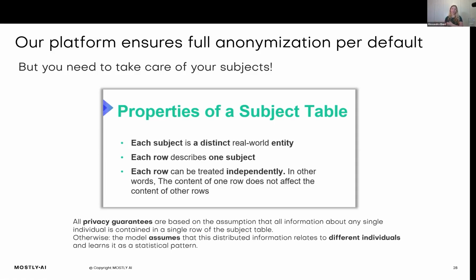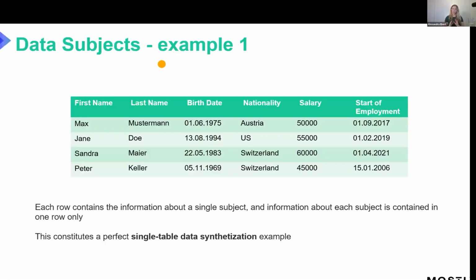If that's not the case, then our platform would assume that different rows relate to different human beings, and the way the platform would learn the information could potentially lead to some privacy risks. Therefore, it's super important that each subject is on the one hand a distinct real-world entity, that each row describes only one subject, and that you can treat each row independently. So what does this mean?